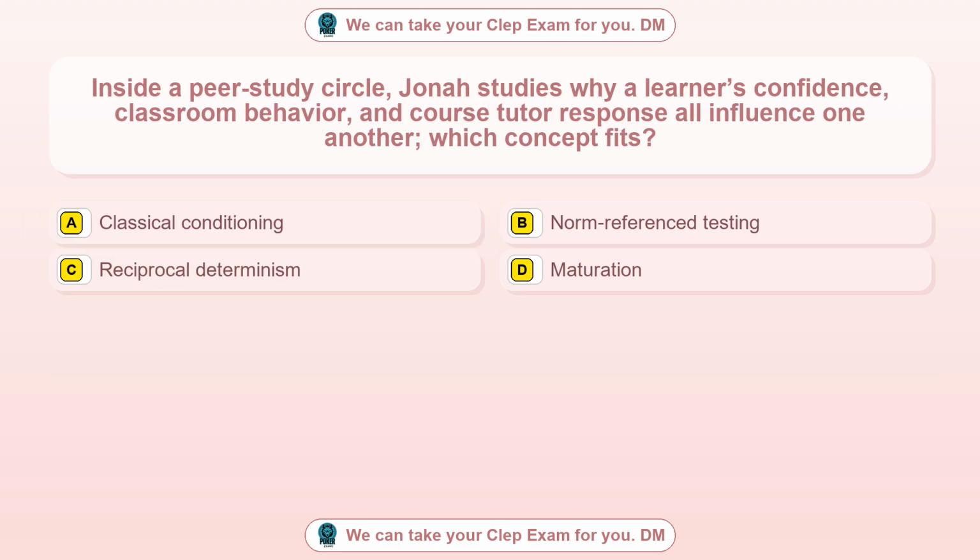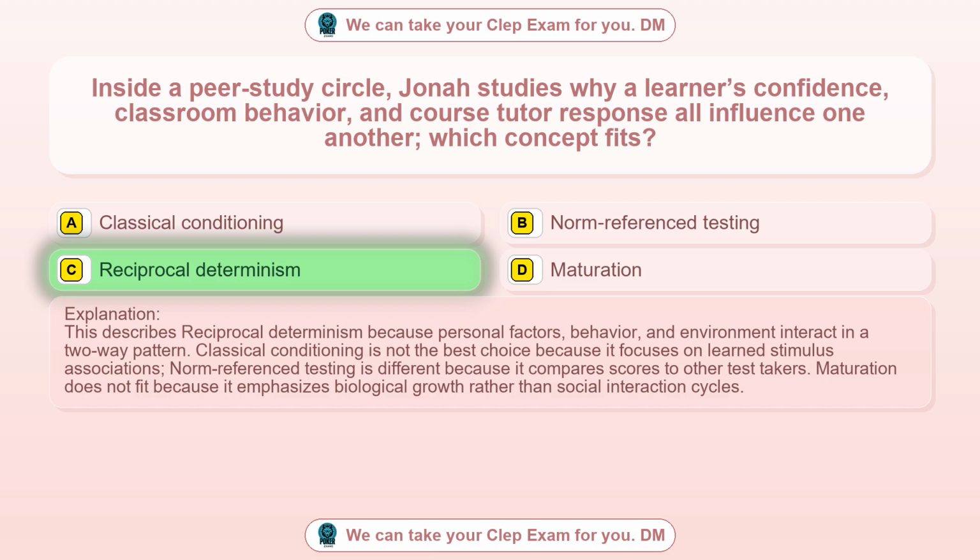Question 11. Inside a peer study circle, Jonah studies why a learner's confidence, classroom behavior, and course tutor response all influence one another. Which concept fits? Option A, classical conditioning. Option B, norm reference testing. Option C, reciprocal determinism. Option D, maturation. The correct answer is option C, reciprocal determinism.